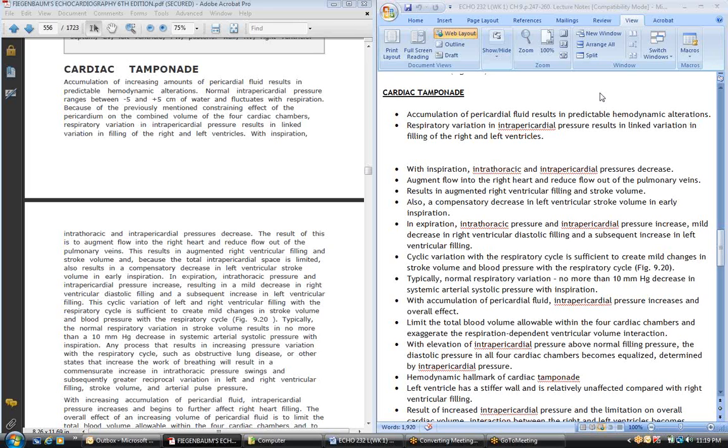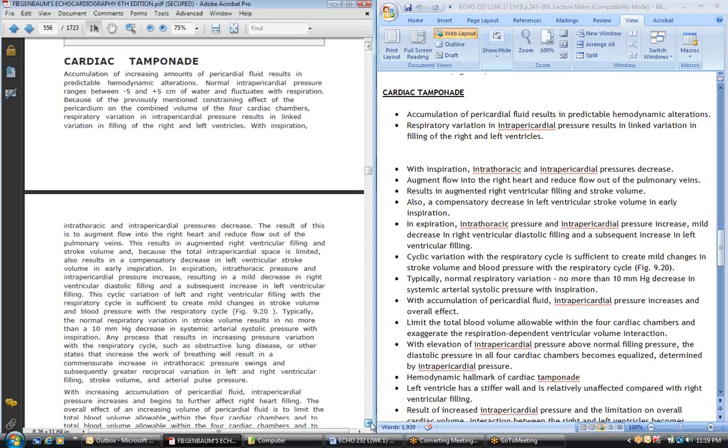And it's a cyclic variation with the respiratory cycle. It's sufficient to create mild changes in stroke volume and blood pressure with that respiratory cycle. Let's go down here to figure 9-20.